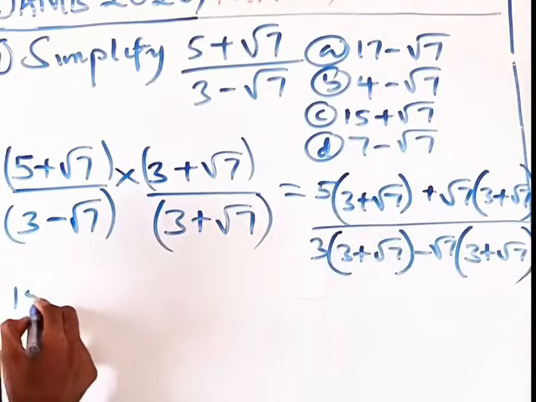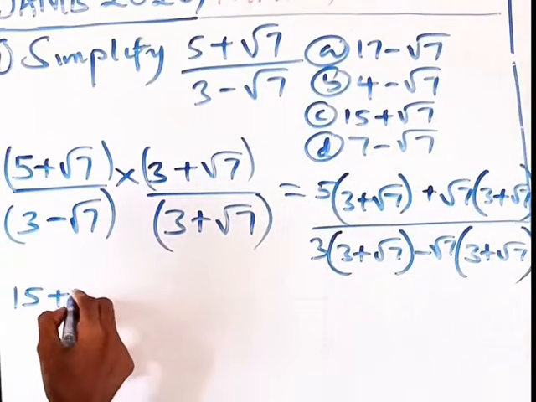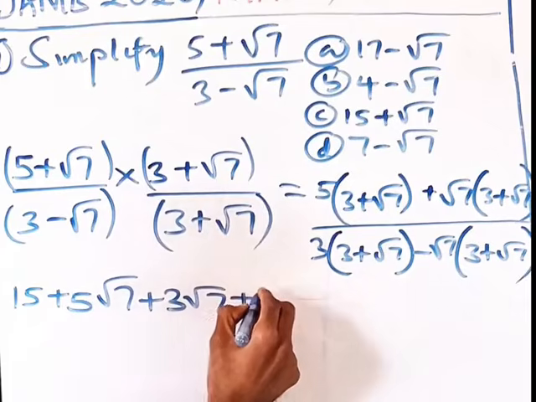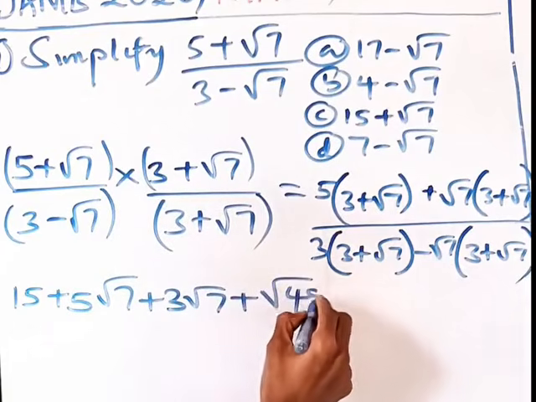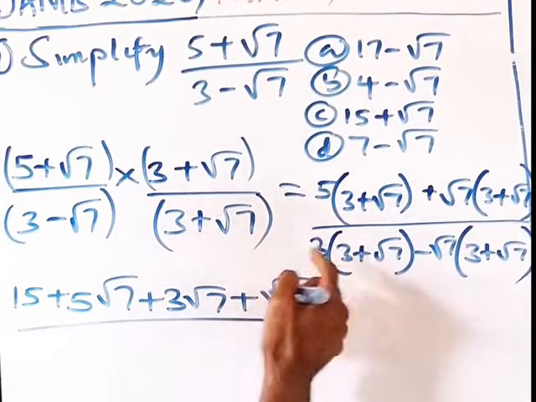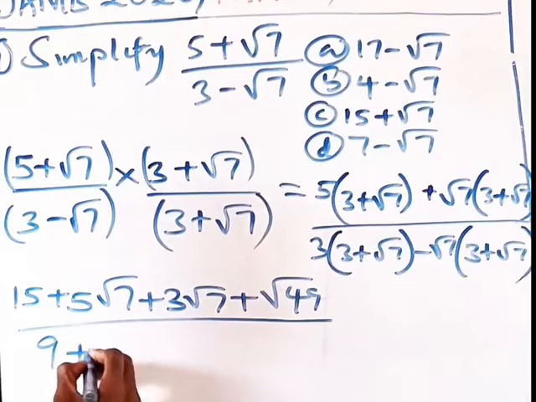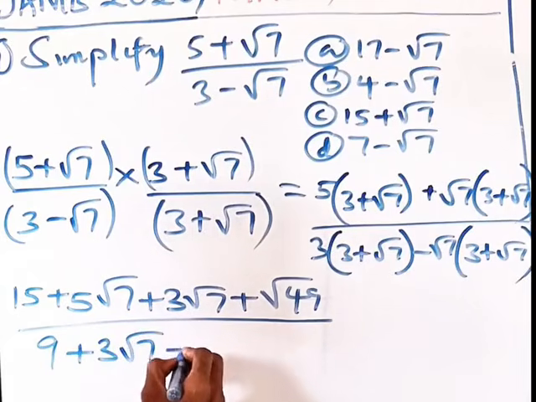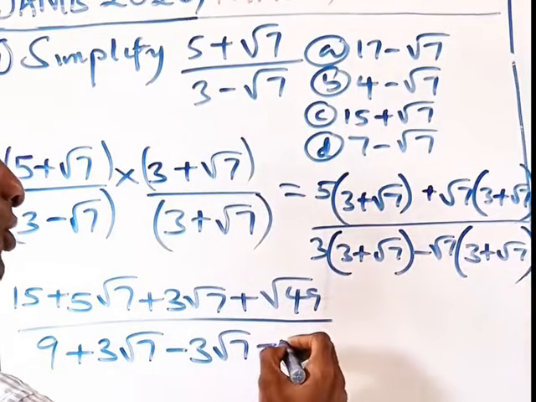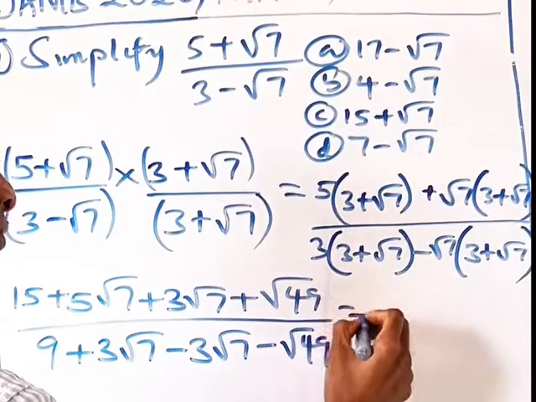5 times 3, 15 plus 5 root 7 plus 3 root 7 plus root 49, that is root 7 times root 7, all divided by 3 times 3 is 9 plus 3 root 7 minus 3 root 7, minus times plus is minus root 49.